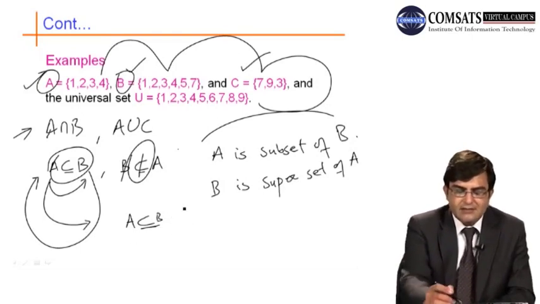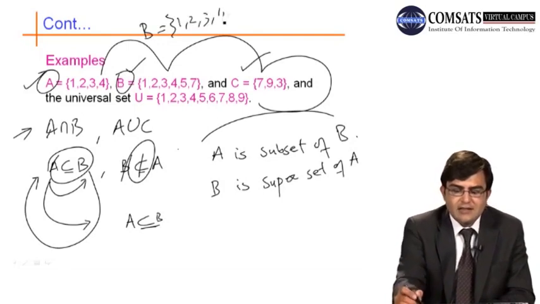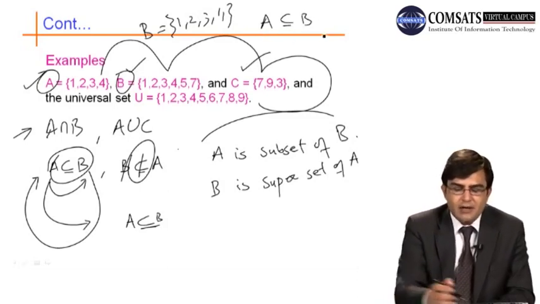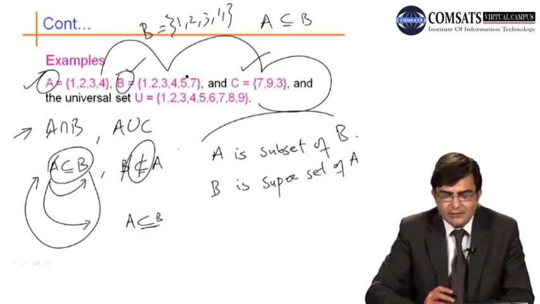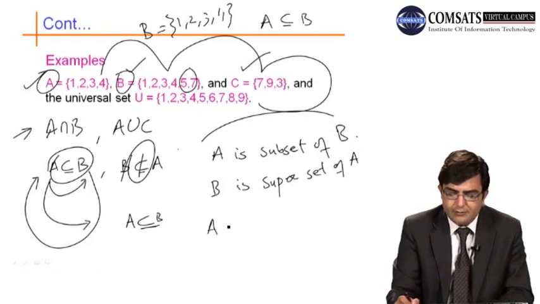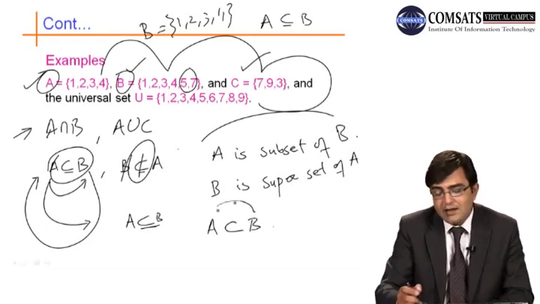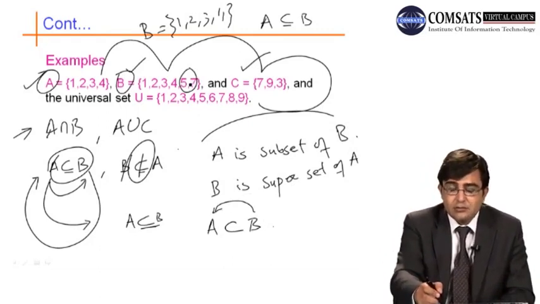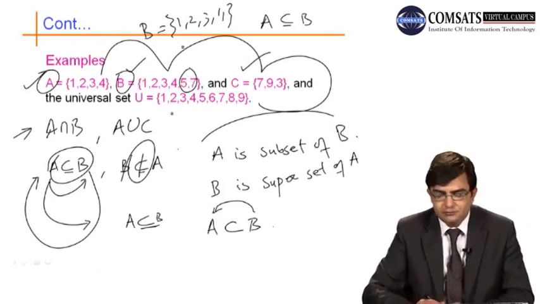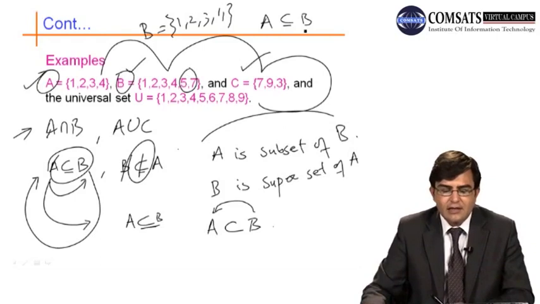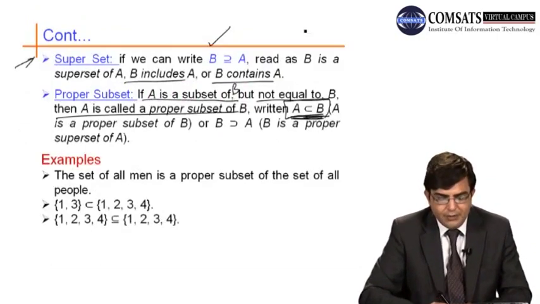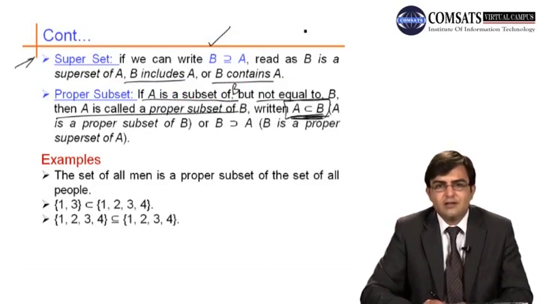For example, if we have A this and we have B, again 1 2 3 4, then in this case A is improper subset of B, means A may be equal to B. But here in this case B contains 2 extra elements than A. In this case A is proper subset of B, means B is superset of A, and A is proper subset of B because B has 2 extra elements than A. So in this case we say that A is proper subset of B, or B is proper superset of A.